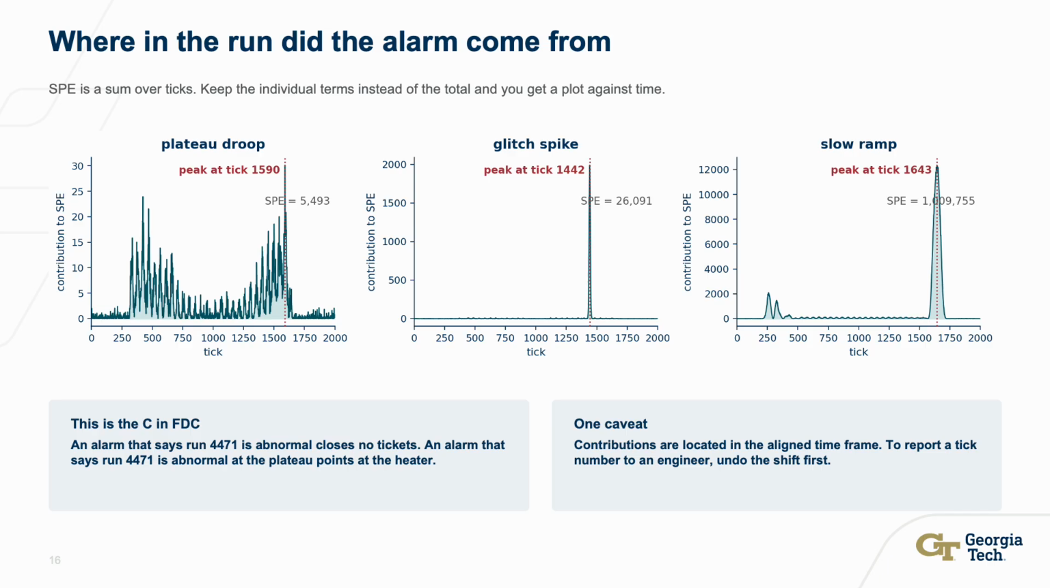Why does this matter more than the alarm itself? An alarm that says run 4471 is abnormal closes no tickets. An alarm that says run 4471 is abnormal at plateau points the engineer at the heater. That is the C in FDC, and it is the difference between a system an engineer uses and a system they mute. One caveat that will bite you if you skip it. These contributions are located in the aligned time frame because that is the frame the model works in. Before you report a tick number to a human, undo the shift so the number refers to the original recording.